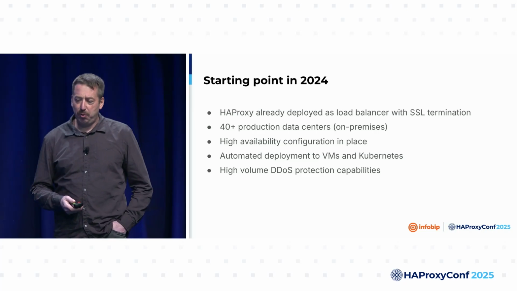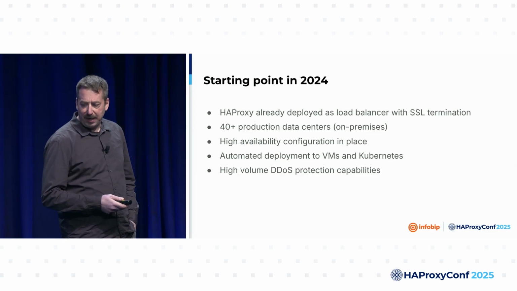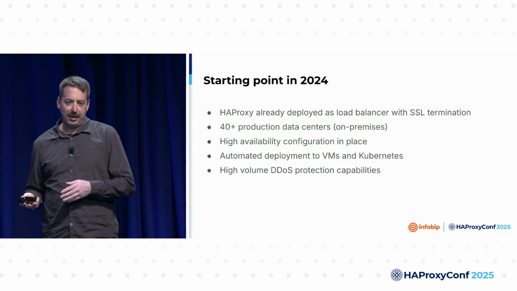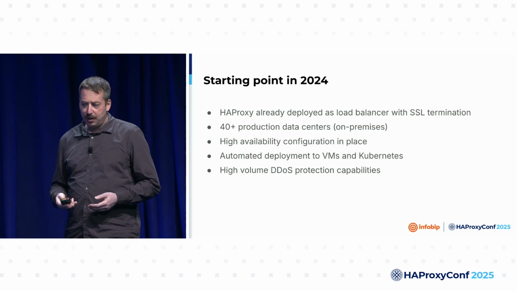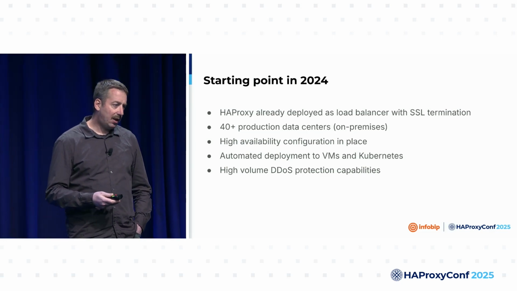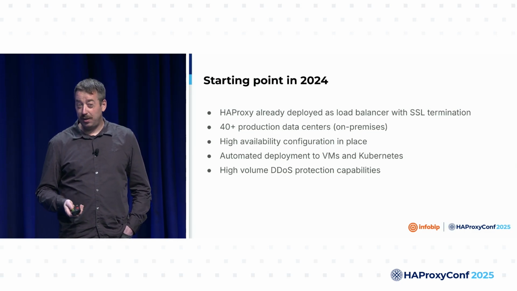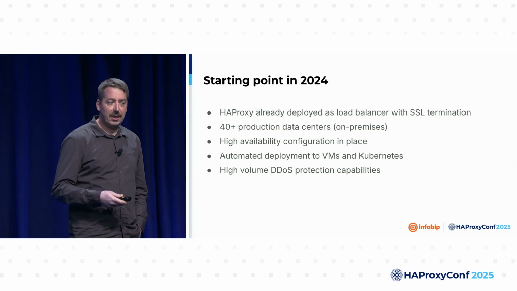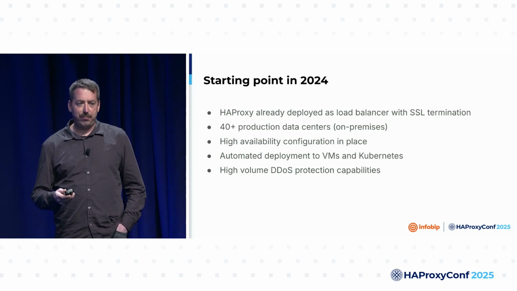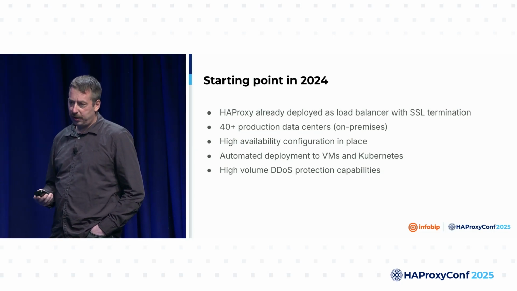So almost 2 years ago, we started to test different web application firewalls. But before we continue with how we decided, it's important to know what we already had. We already had HAProxy deployed in our data centers as a load balancer, also working as a reverse proxy. We were already doing SSL termination with HAProxy, and we already had that automated. So SSL renewals and everything were already automated.